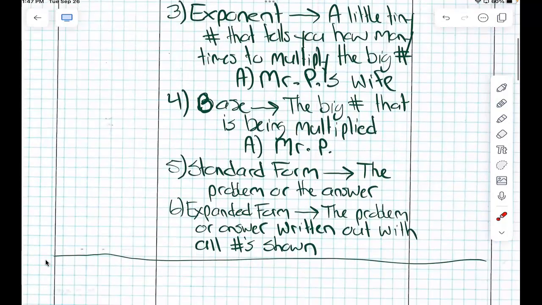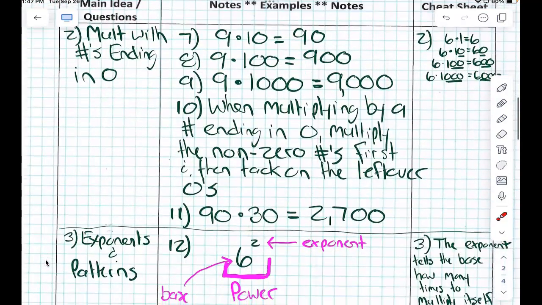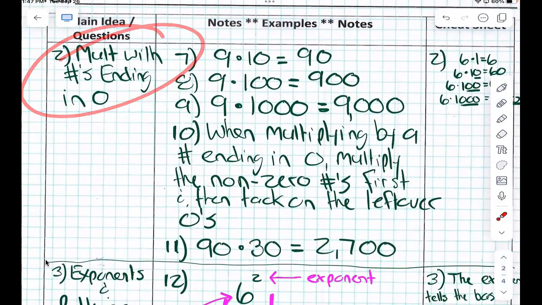Okay. Standard form, that's just the problem or the answer, yes? But if we take the problem or the answer and we stretch it way out, we call that expanded form. Nice. All right. We're going to do this right now. Multiplying with numbers ending in 0.